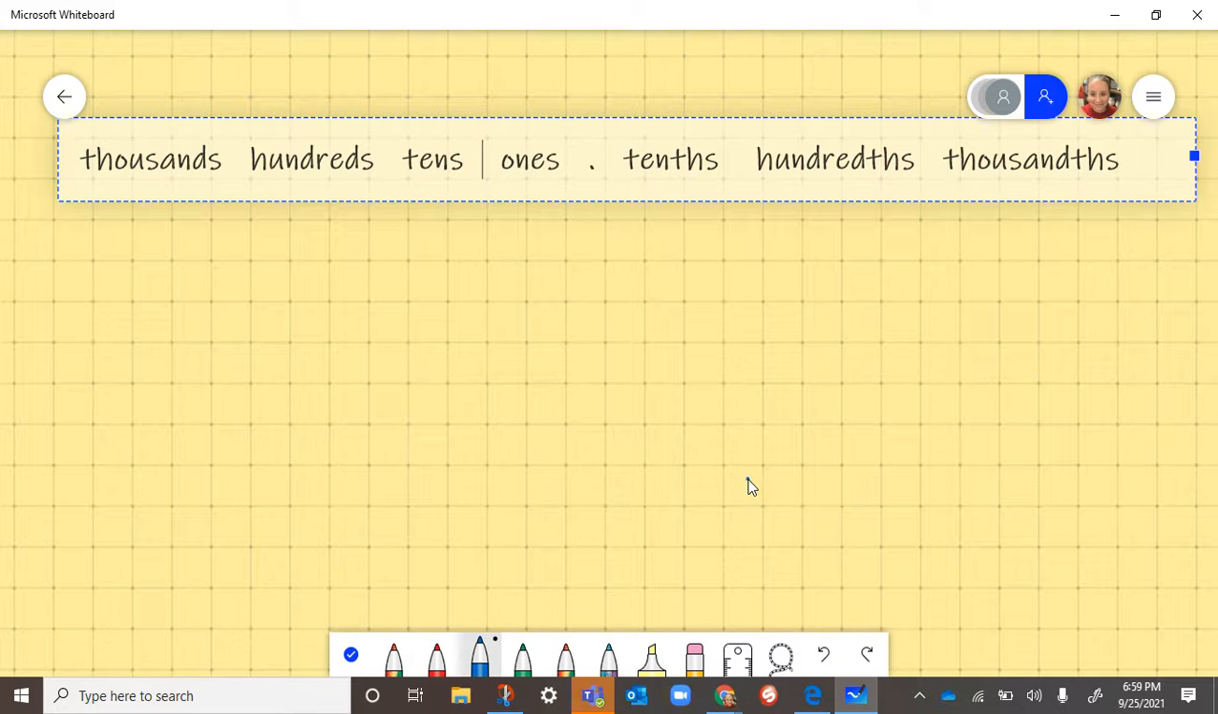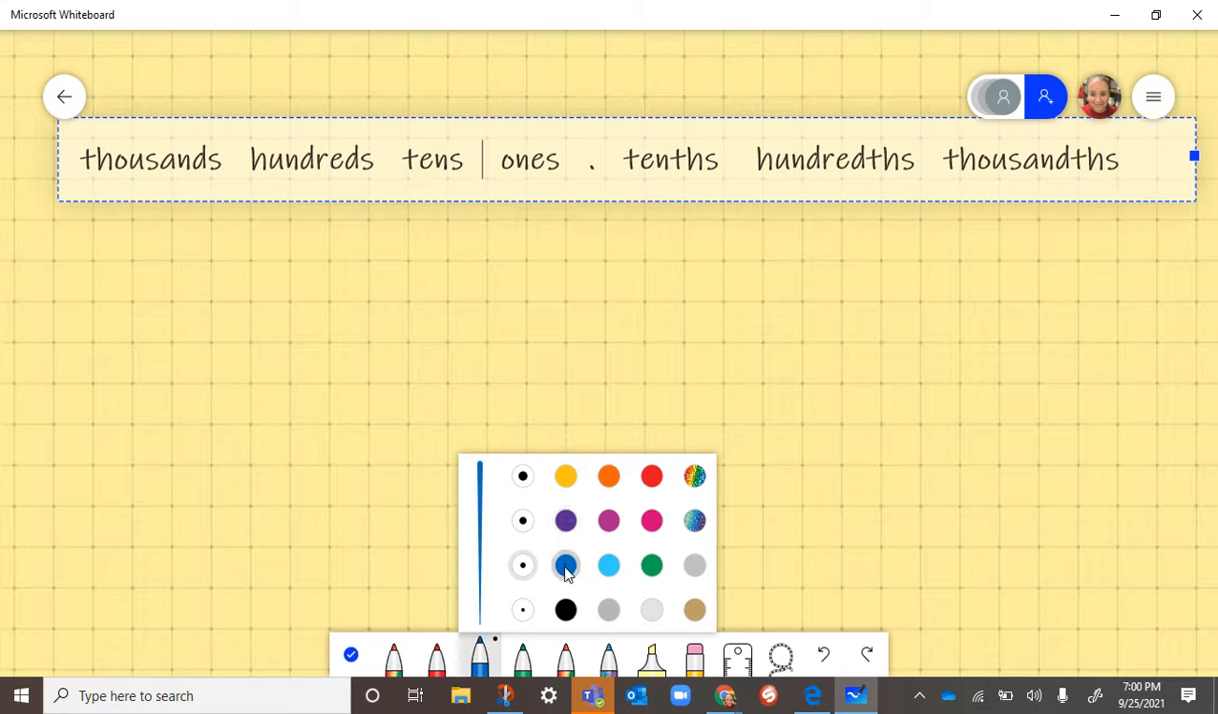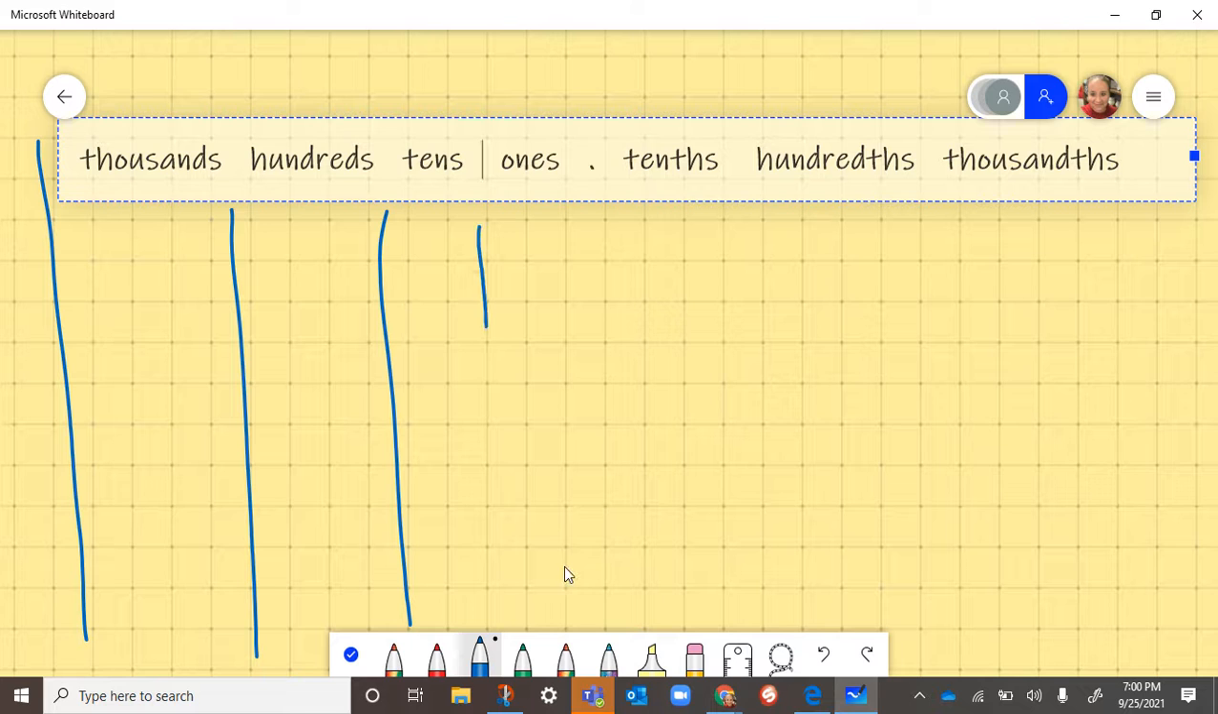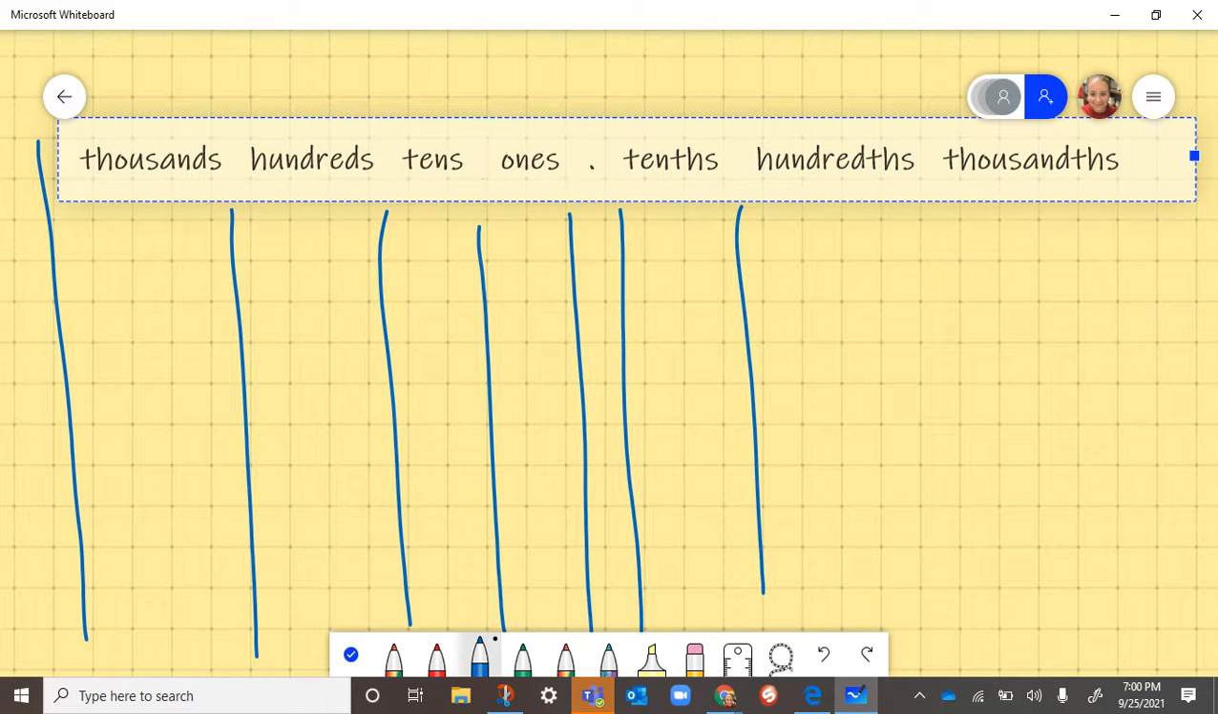All right, guys, today we're going to be looking at how we write things in expanded notation with our decimals that we've been learning about all the way going to the thousandths place. So here I just made a place value chart, and we have our thousands place, we have our hundreds place, our tens, our ones, we've got our decimal point, our tenths, our hundredths, and our thousandths.